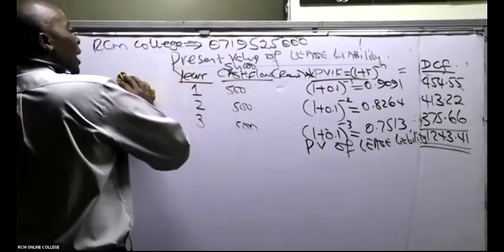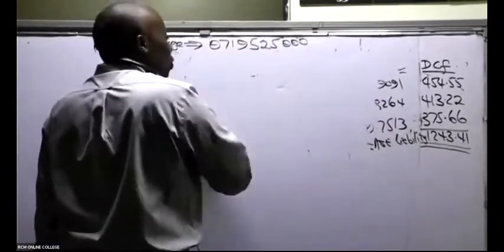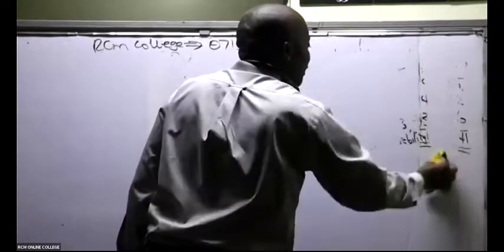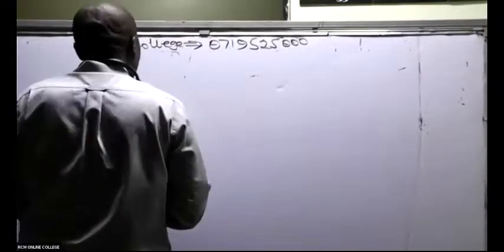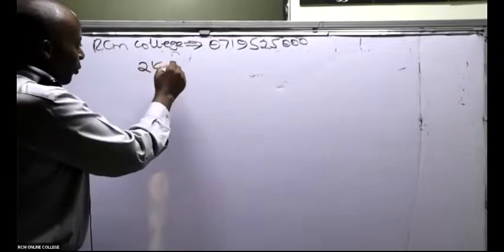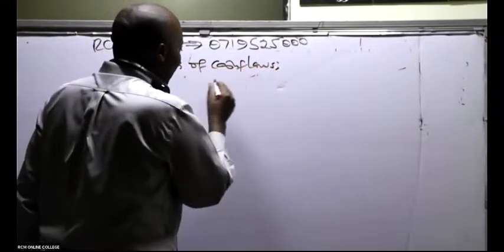Ladies and gentlemen, please allow Mwalimu to rub this. And after I rub this, I'll show you method number 2 for getting this present value of lease liability. Now listen, remember we have 2 types of cash flows.